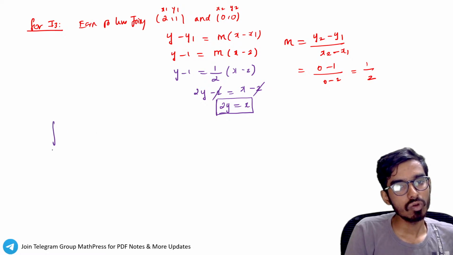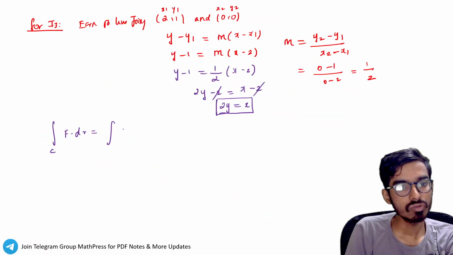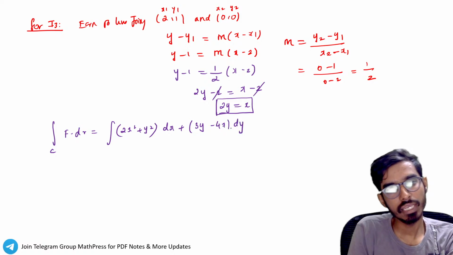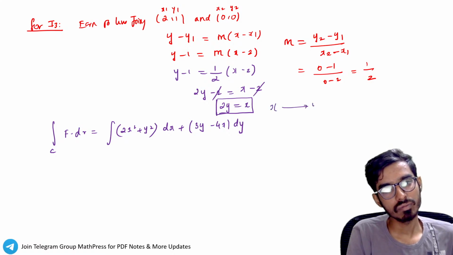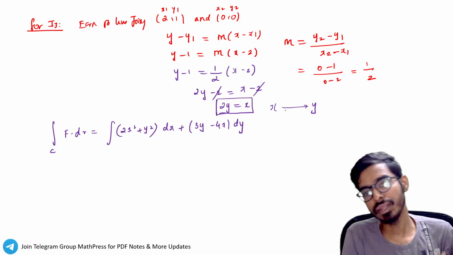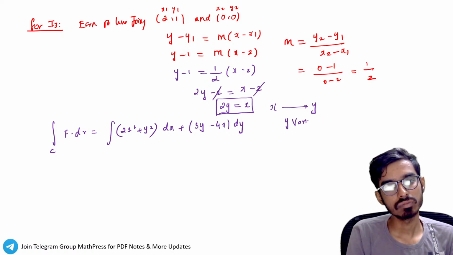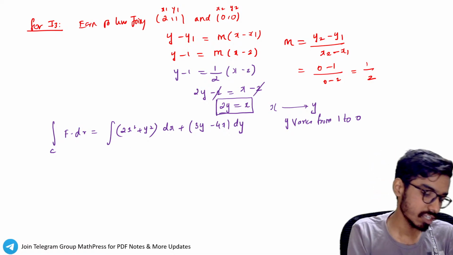So therefore, the integral over c of f dot dr will be the integral over c. So f dot dr is (2x squared plus y squared) dx plus (3y minus 4x) dy, right? So what we can do is we will convert x in terms of y, because if we convert y in terms of x, we will have some fraction. That is, we are converting everything in terms of y. That means you need to vary y. So y varies from 1 to 0. If you put y equal to x by 2, then you can convert everything in terms of x.